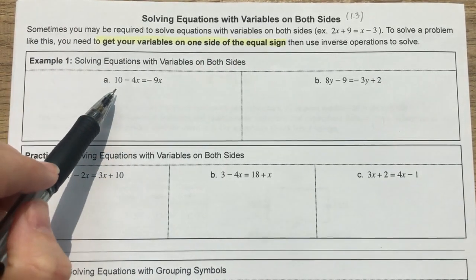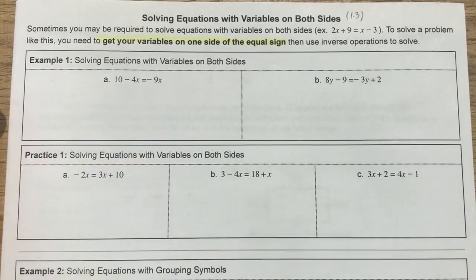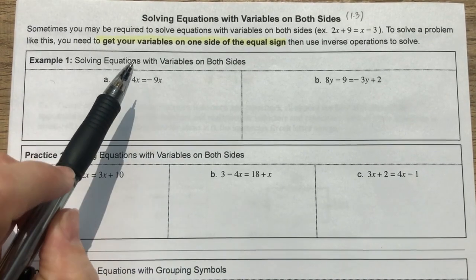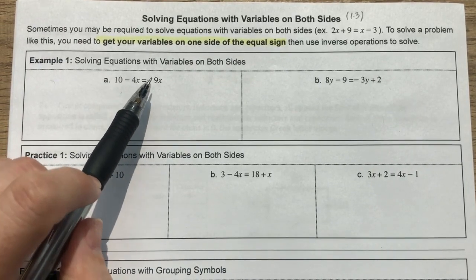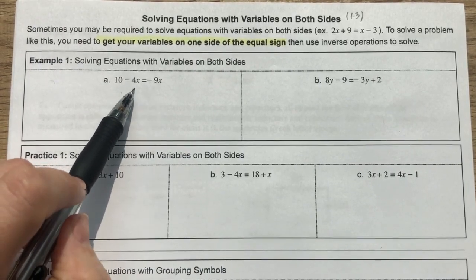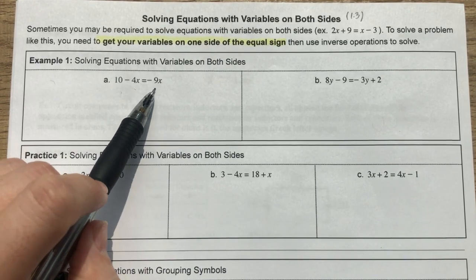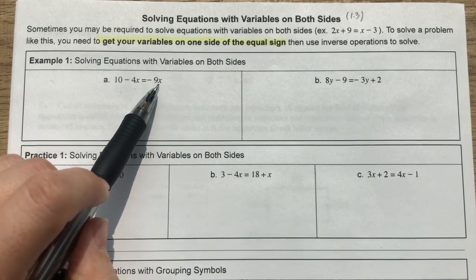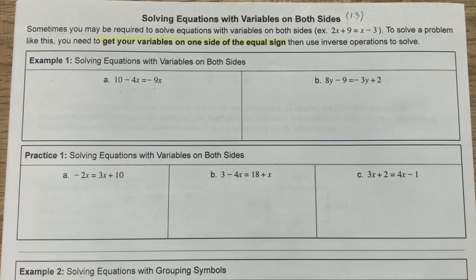So example 1, solving equations with variables on both sides. Our first example is 10 - 4x = -9x. So we want to find a way to get both of our variables on the same side. I can either move this -9x over, or I can move this -4x over. I want to move the -4x over, because if I move the 9x, I'm not left with anything on this side of the equal sign. I'll just be left with 0, and sometimes we forget to put the 0 there, so it makes a lot more mistakes that way.